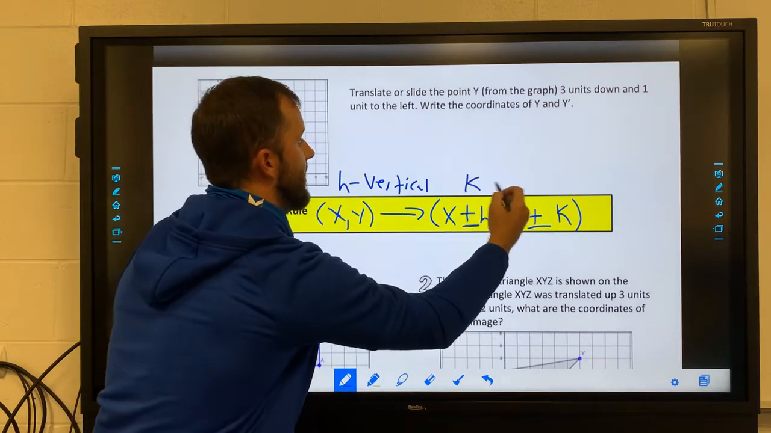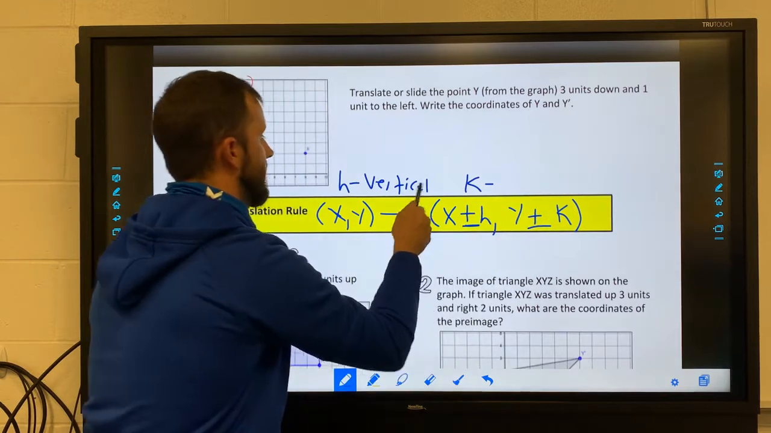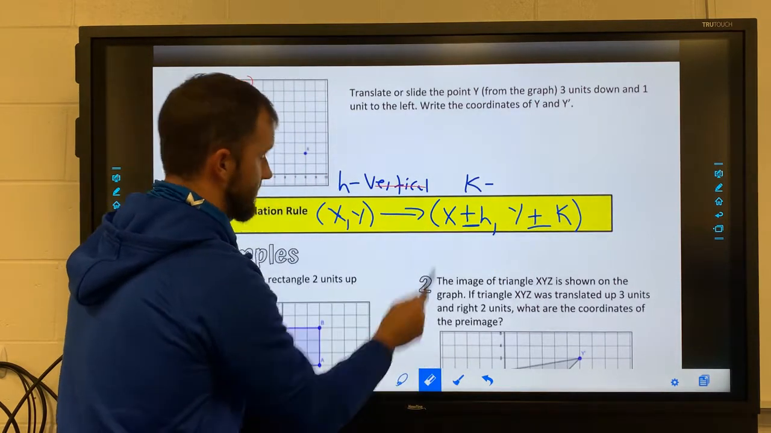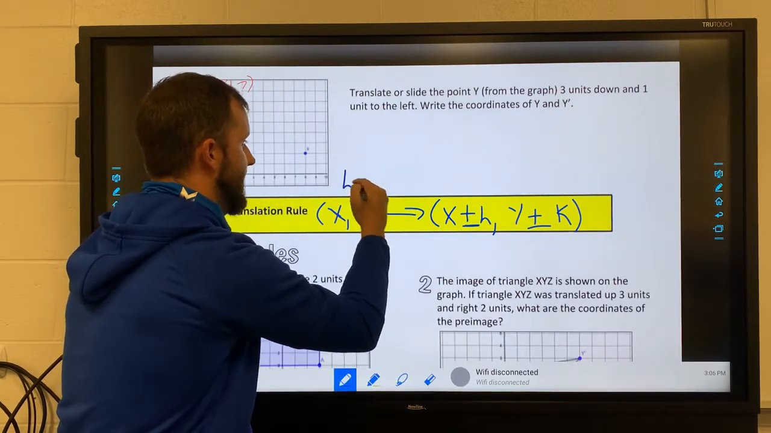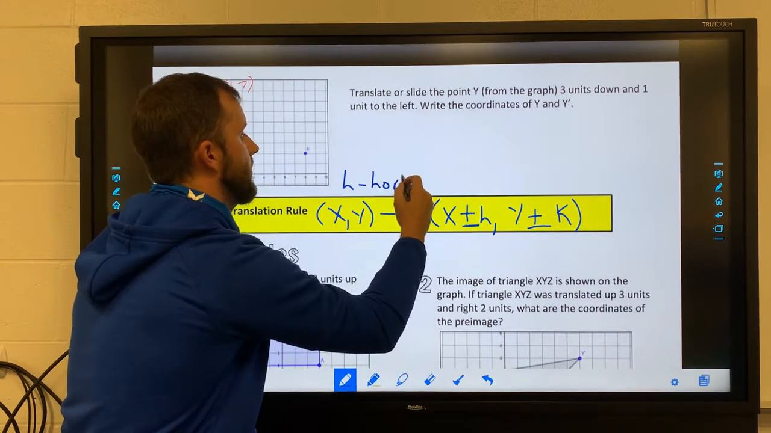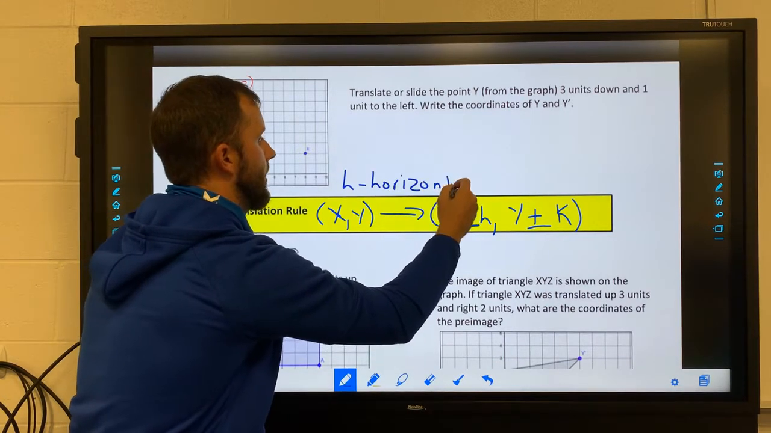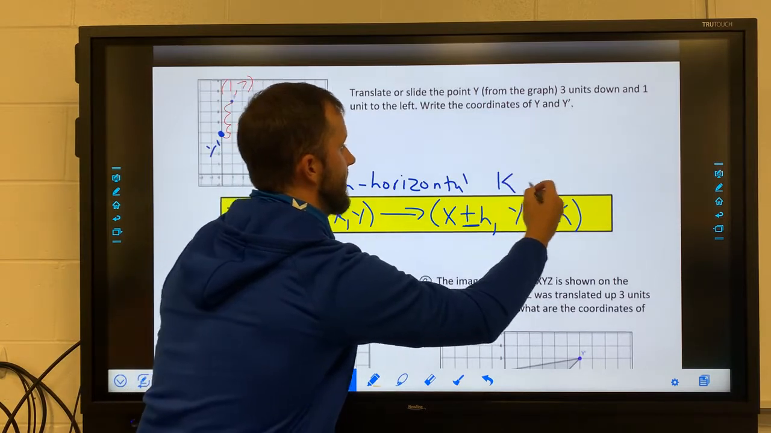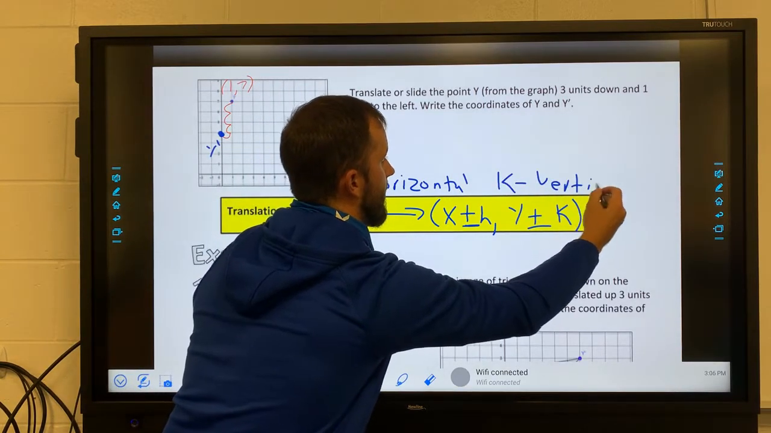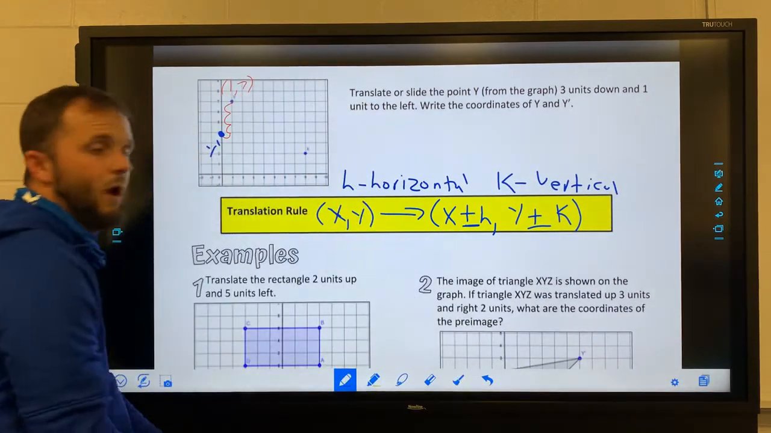So H is going to be vertical, and then K is going to be, or no, sorry, flip that. Sorry. H is going to be horizontal, K is going to be vertical. Okay? So let's go and write my rule here.